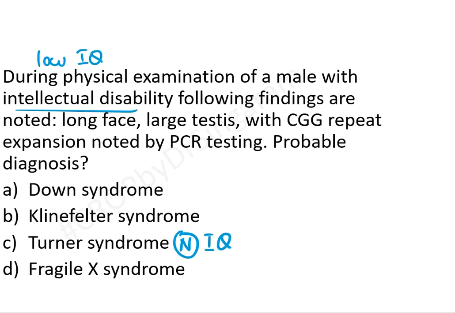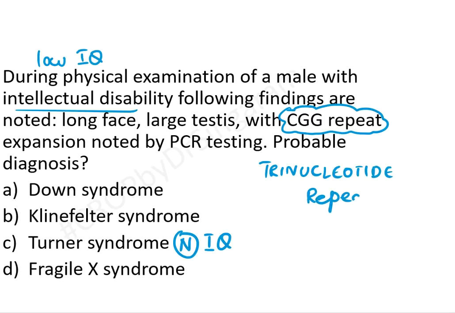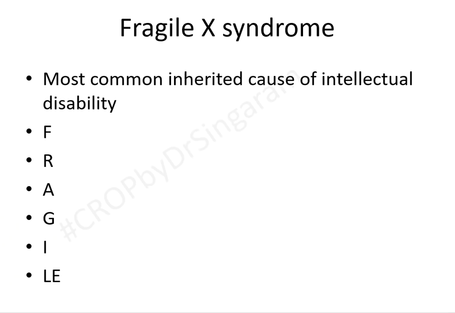Okay, now among the remaining three options, how to come to the diagnosis is based on the clinical features. Long face, large testis, very characteristic, and even more important from the exam purpose is this CGG repeats. Okay, CGG is a trinucleotide. Excess of repeats is what we call a trinucleotide repeat disorder. And there are some examples of the trinucleotide repeat disorder, and among the options there is only one trinucleotide repeat disorder, and that is the answer for this question. What is that? Yes, it is Fragile X syndrome. A very important question. These long face and large testes are other characteristic features of this particular condition.